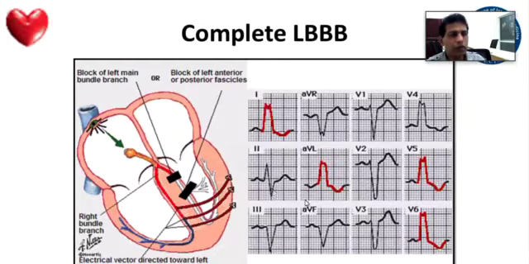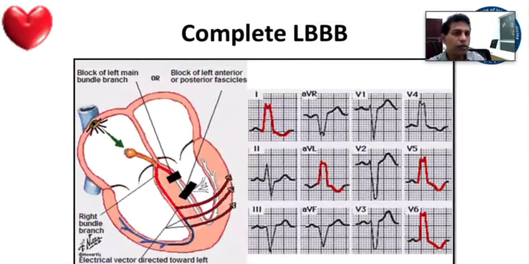So this is how you get left bundle branch block. If you learn about how the conduction is spread to the left ventricle from the right bundle branch in a patient with left bundle branch block, you will understand how these ECG complexes are formed.